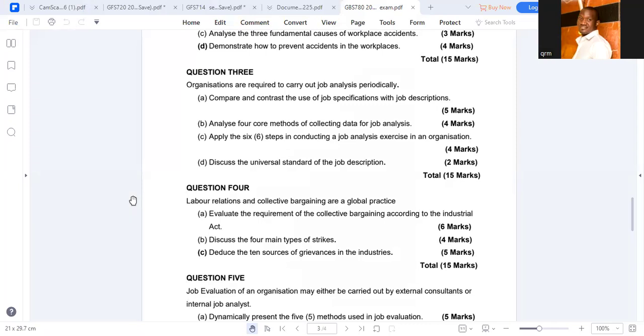Organizations are required to carry out job analysis periodically. Compare and contrast the use of job specifications with job descriptions. Analyze 4 core methods of collecting data for job analysis. Apply 6 steps of job analysis exercise in an organization and discuss the universal standard of job description.